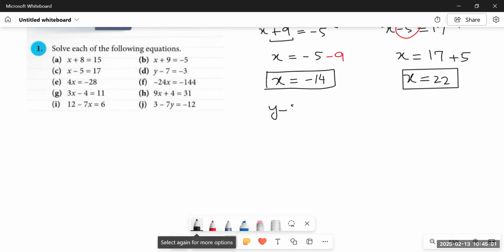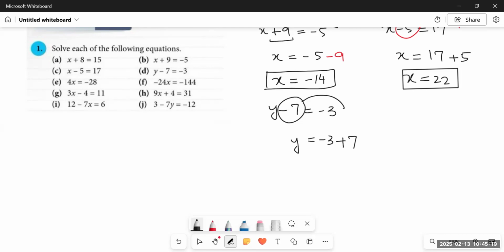Y minus 7 is equals to minus 3. This is a negative number. When we shift it to the other side, minus 3 would remain the same. We'll not change the sign of minus 3 because we are not changing any place of minus 3. We are just changing the place of minus 7. So from minus 7, it will be positive 7. And then y is equals to 7 minus 3, which is equals to positive 4.